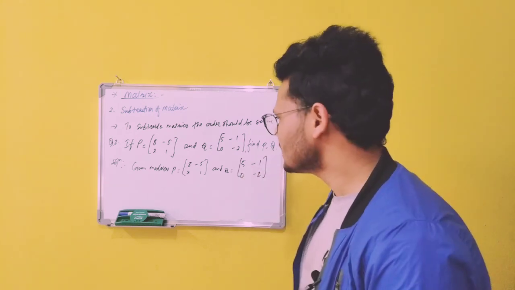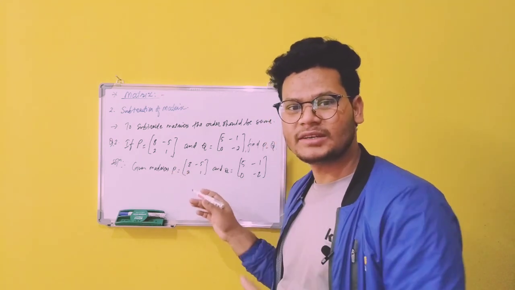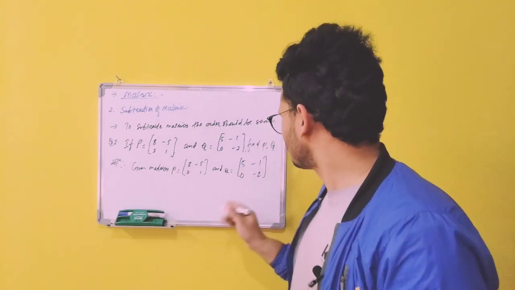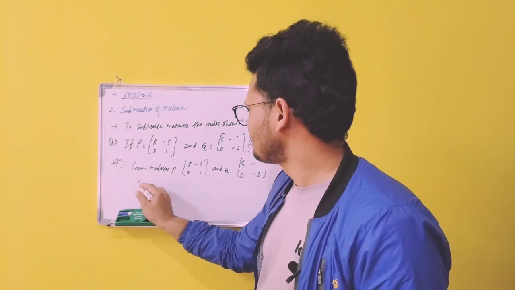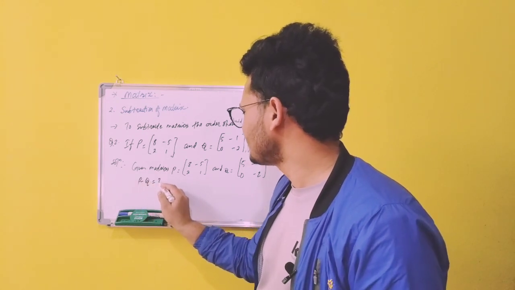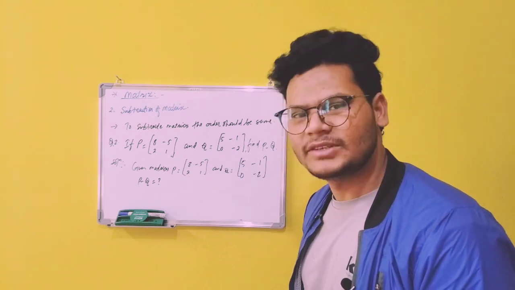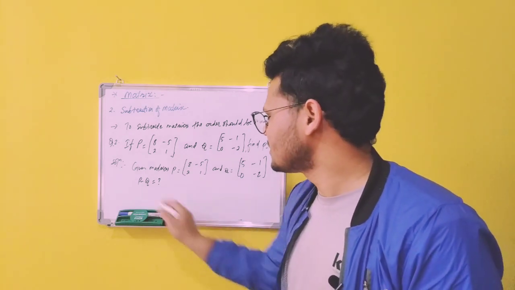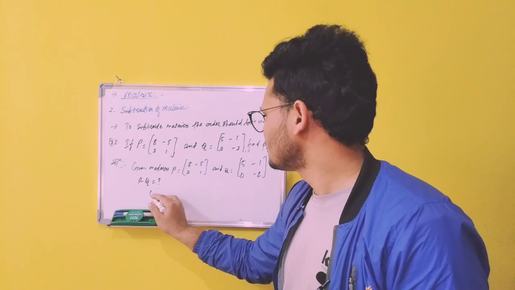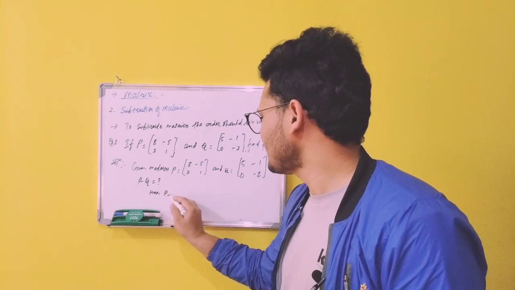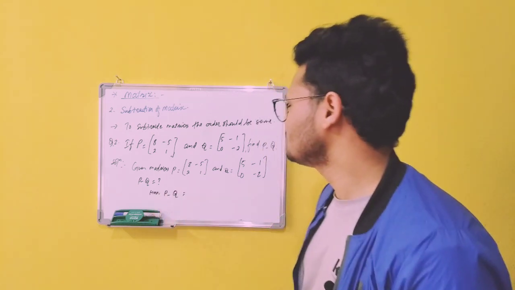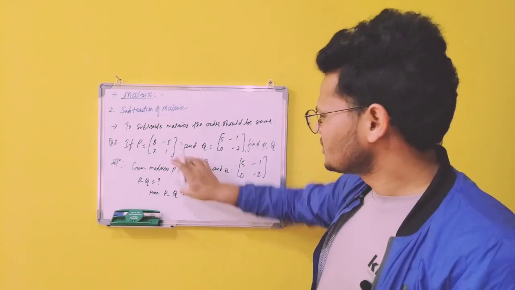Okay, I hope you can see from there clearly. P minus Q is equal to what? We need to find this one, right? This is our question. So here P minus Q is equal to, just we need to what?